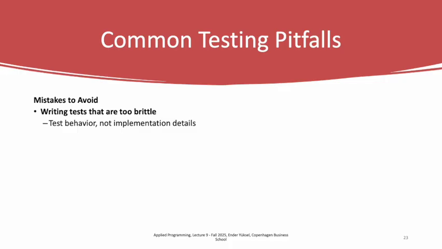If you refactor the code to work differently but still with the same result, these tests break even though functionality is correct. Good example: testing that given input X, you get output Y. You don't care how the code produces Y. You just care that it does.